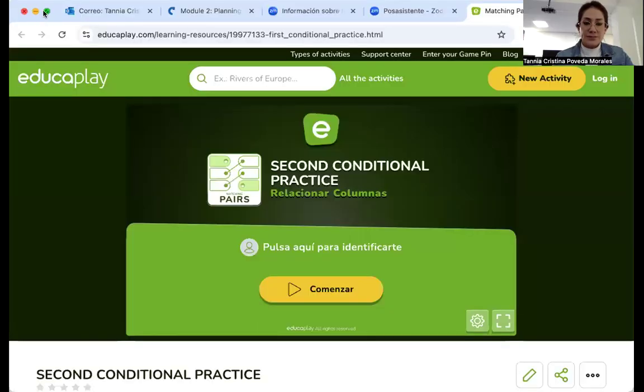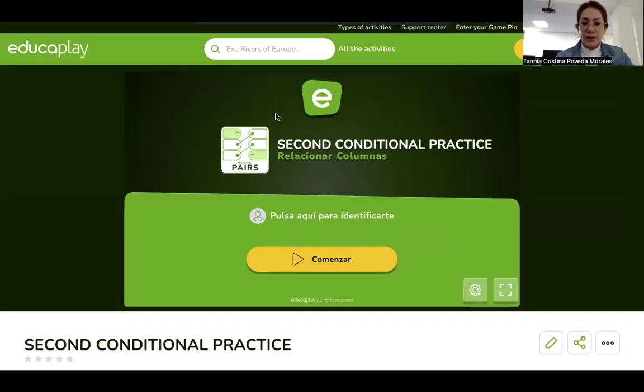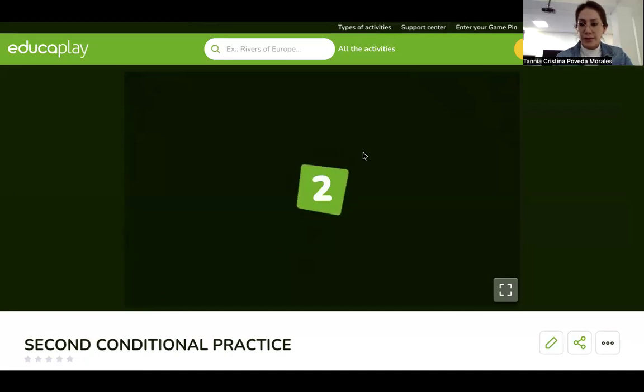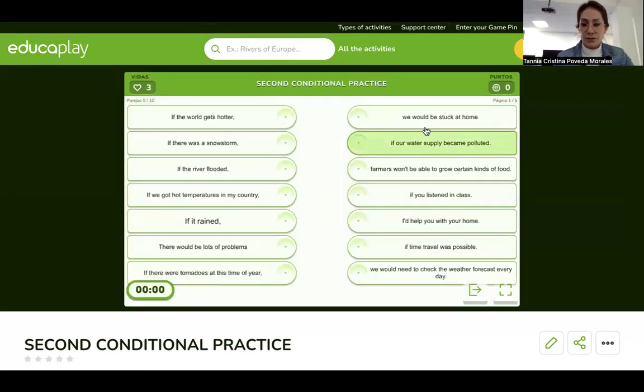So I will share with you the activity from EducaPlay so we can see one of the activities that they can do. This is a useful exercise because you can just share the link and the students can start working on it when they are in groups. So here you have to check the instructions and do the activity.